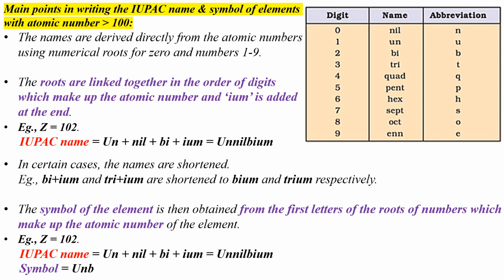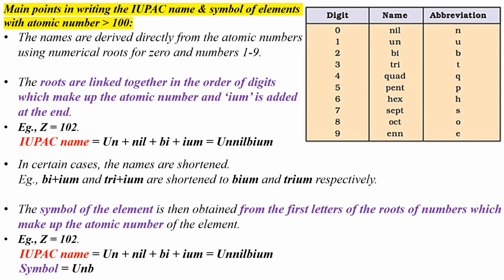So the roots are linked together in the order of digits which make up the atomic number 102, and the suffix IUM is added at the end. So the IUPAC name of the element 102 is given by un plus nil plus bi plus IUM, which is equal to unnilbium. Note that the IUPAC name of the element 102 has only one I between bi and IUM.